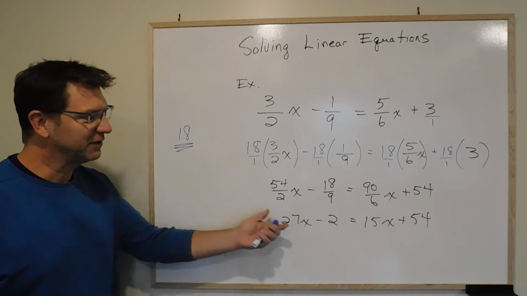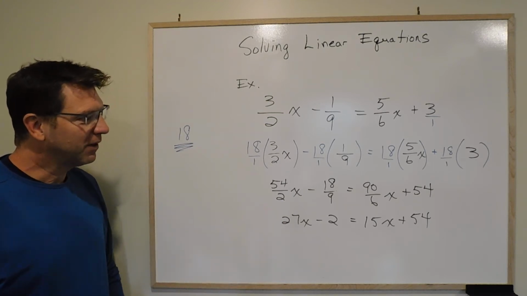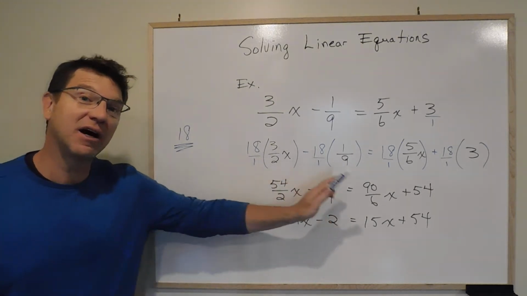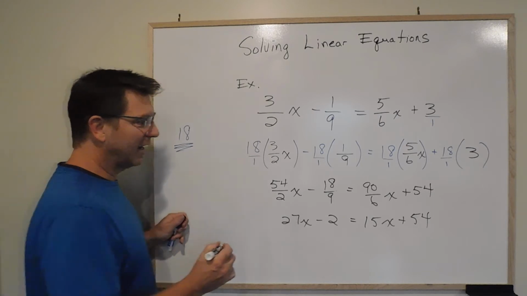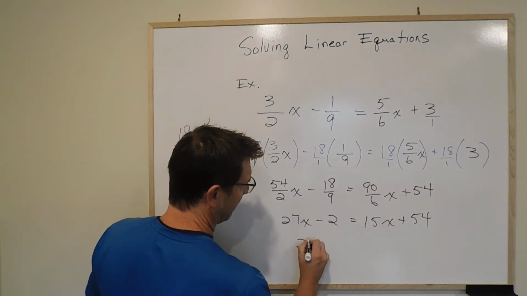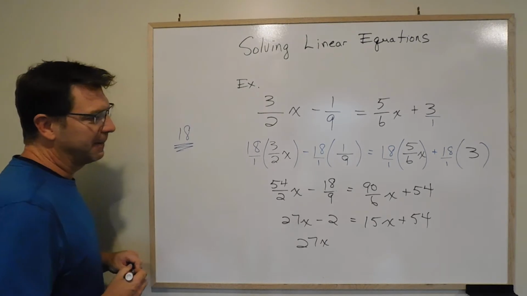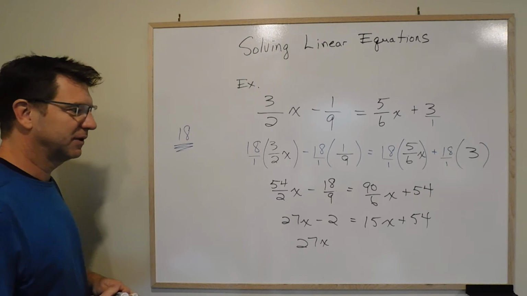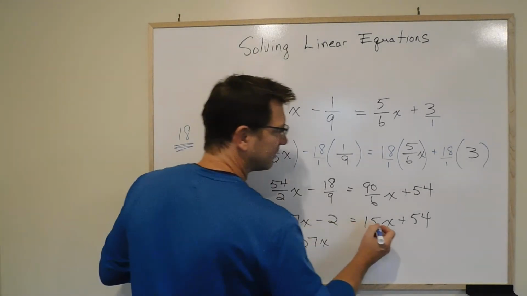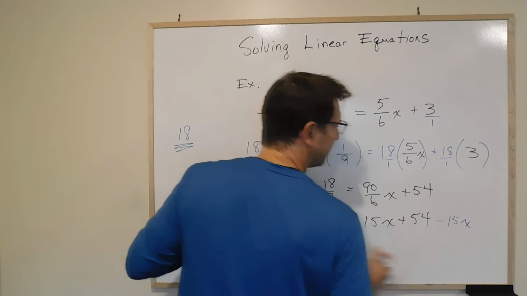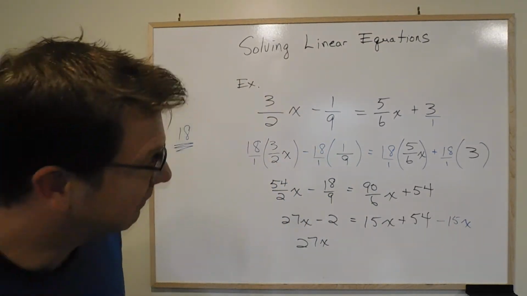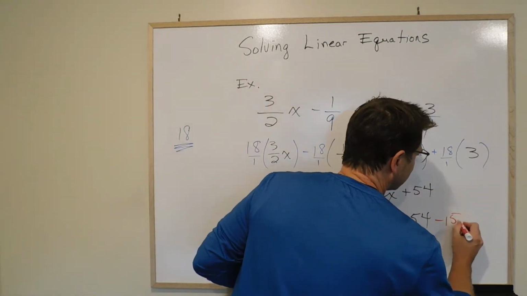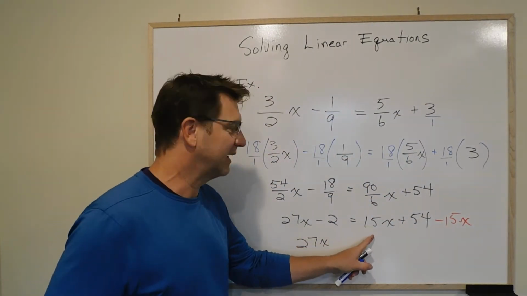And then the question is, how do I solve that? What I want to do is get the x variables on one side and just the numbers on the other side. So I have 27x here, it looks great. I'd like to have the other x, the 15x, over here. So I'm going to subtract 15x on this side. Actually, let's do that in red so this looks different. I'm going to subtract 15x on this side because I don't want 15x on this side.